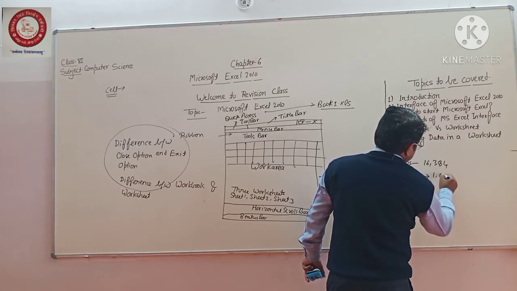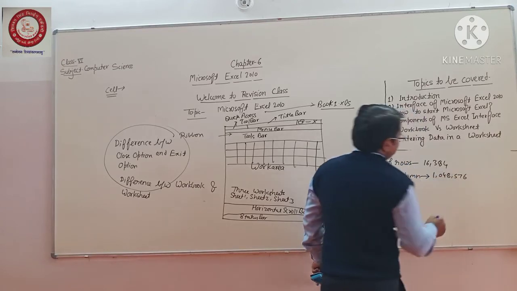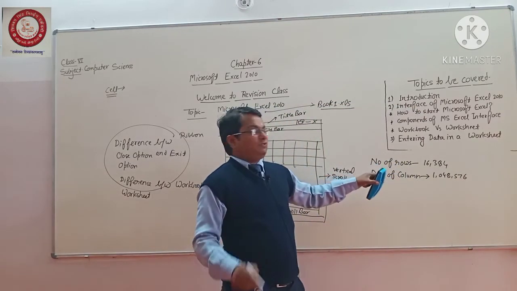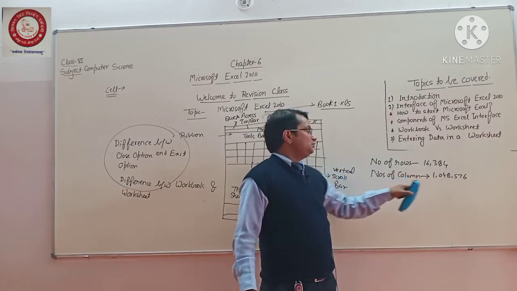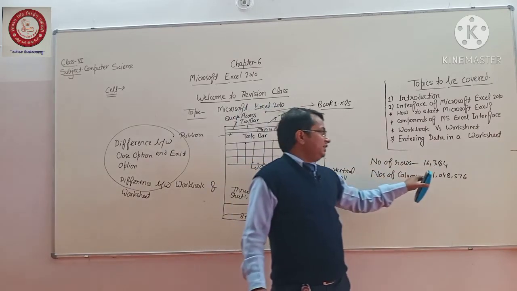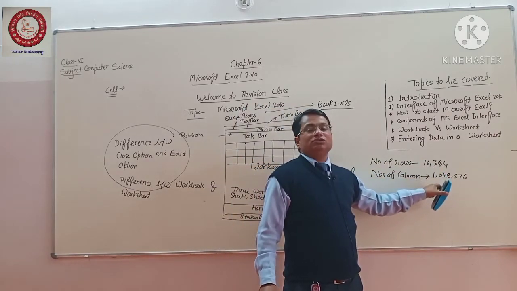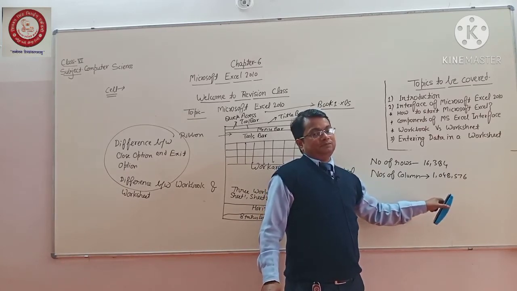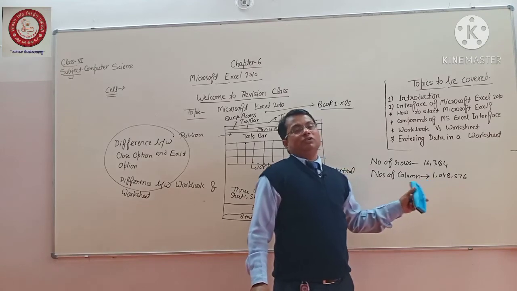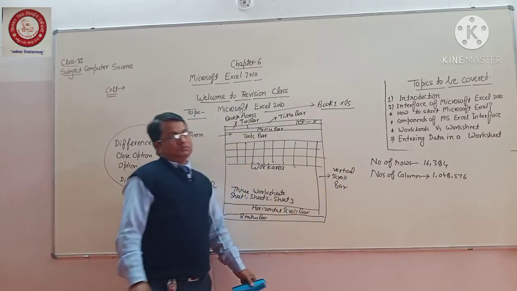That is 1048576. Let me repeat one more time. The number of rows is 16,384 and the number of columns is 1,048,576. This is the exact numbers. Please remember, because in your exams that can be asked.